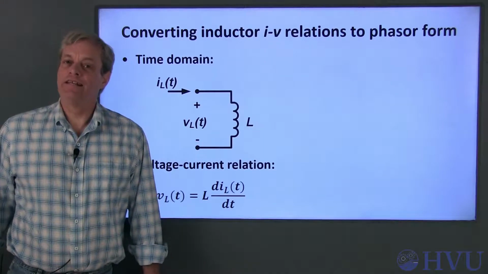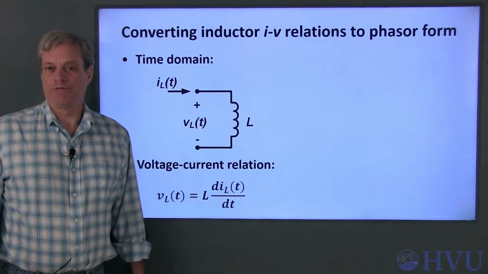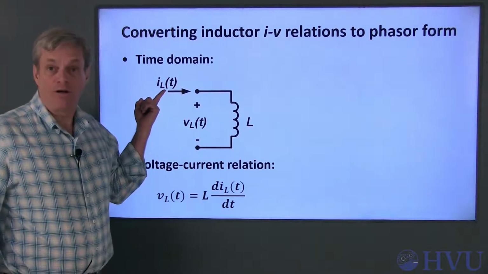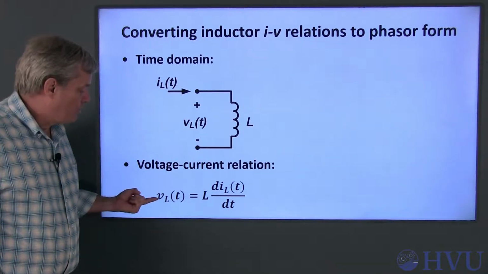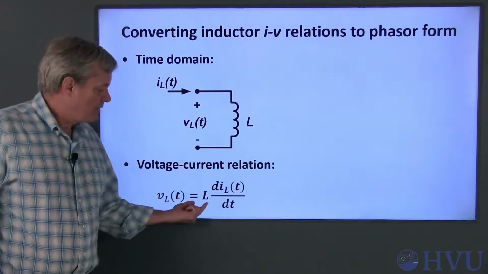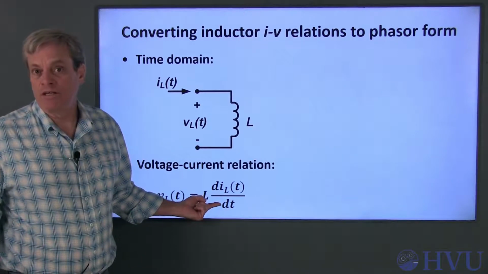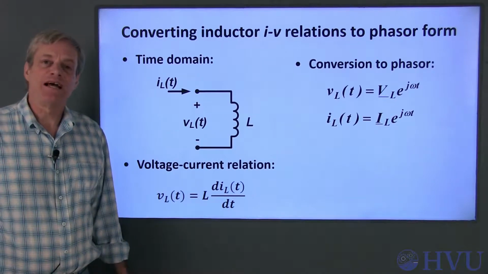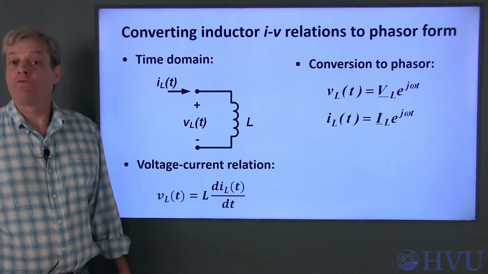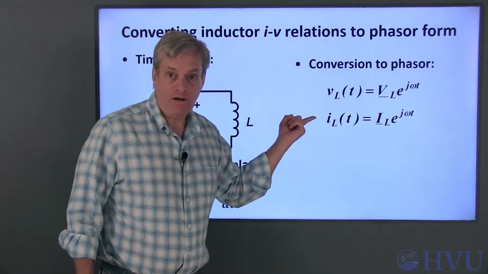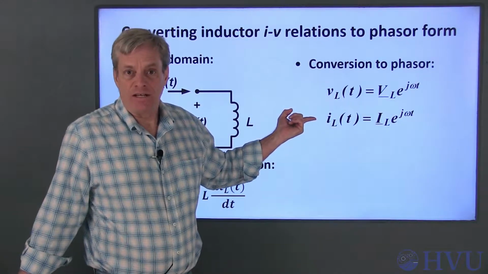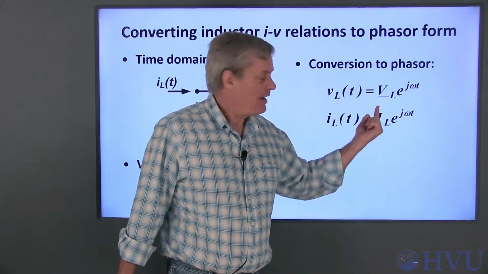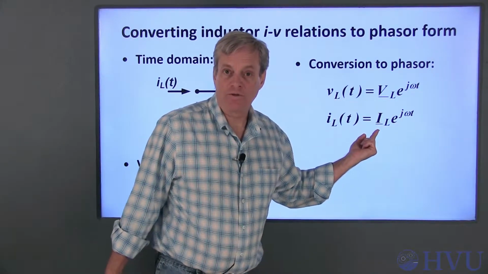Next, let's look at an inductor's frequency domain voltage-current relationships. In the time domain, the inductor voltage and current are functions of time. The voltage across an inductor is equal to the inductance times the derivative of the inductor current with respect to time. If we're looking for the inductor's sinusoidal steady-state response, we can represent the voltage and the current as complex exponentials in phasor form. The voltage phasor is V_L and the current phasor is I_L.